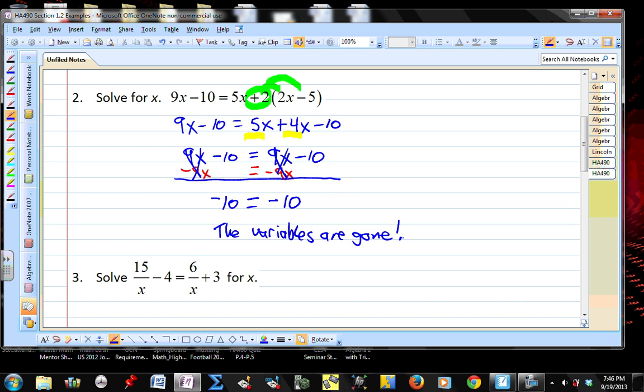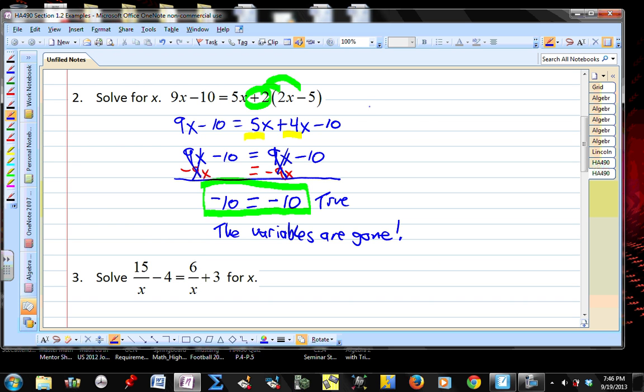And that means one of two things. Either there's no solution to this equation, or there's going to be infinitely many solutions. Here's how you can tell the difference. If you look at the remaining statement down here, negative 10 equals negative 10, you have to determine whether the statement is true or false. Well, this statement is true, so that means there's going to be infinitely many solutions.